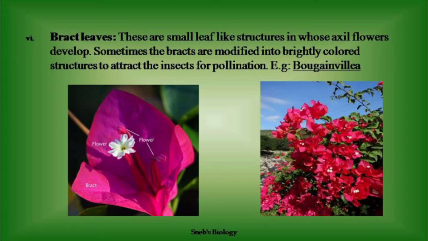Next is bract leaf. Here the bracts are actually considered modified leaves, so the leaf part gets modified into brightly colored structures which attract insects for pollination. This is seen in the case of bougainvillea. Here the flower is dull brown in color and we find very brightly colored structures around this. So it is the bract which we see. These are actually modified leaves. We call it bract leaf.